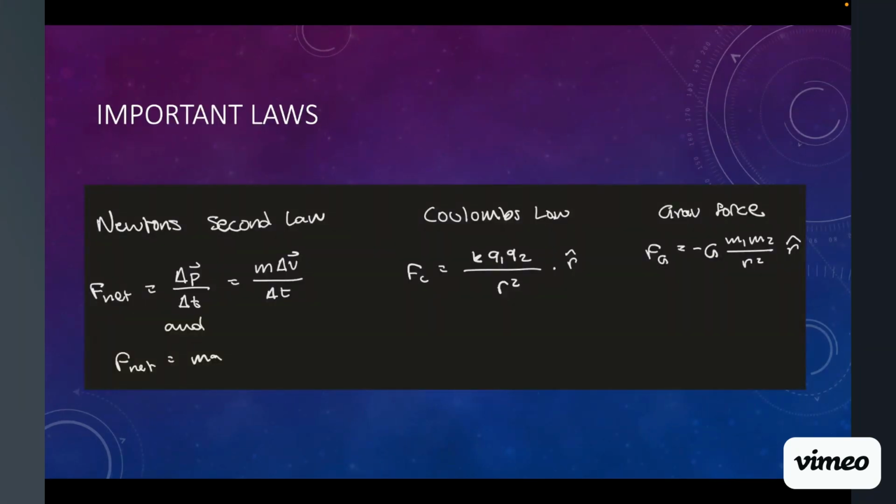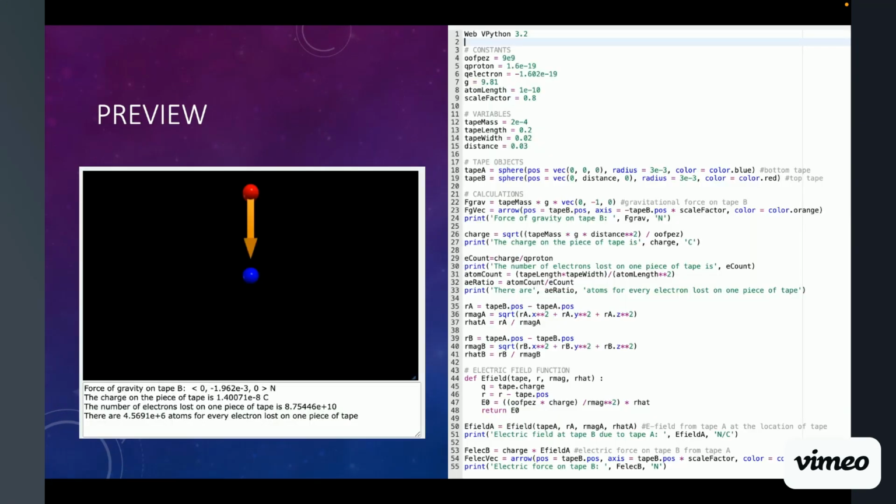Some important laws are Newton's second law, which shows that F net is equal to mΔv over Δt, or F net is equal to ma. We also need to know Coulomb's law and the gravitational force equation. So these are some pretty good results. It shows our GlowScript model and the GlowScript code that we did.